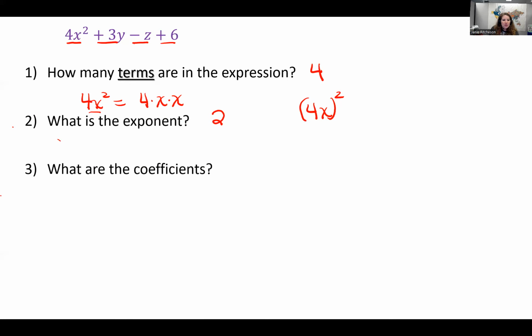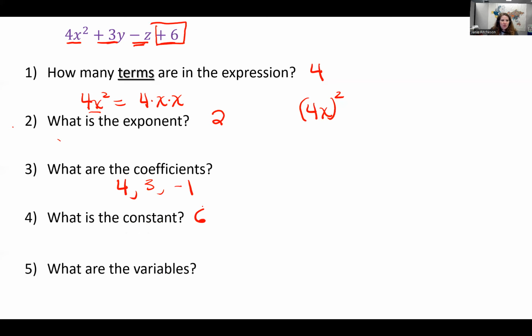What are the coefficients? So what are the numbers being multiplied by variables? So the first coefficient is 4. The second coefficient is +3. The third, what is the coefficient of negative z? -1. And that's the only coefficients we have. There's only one constant. A constant is a number not multiplied by a variable, so our only constant is 6. What are the variables? The variables are x, y, and z.